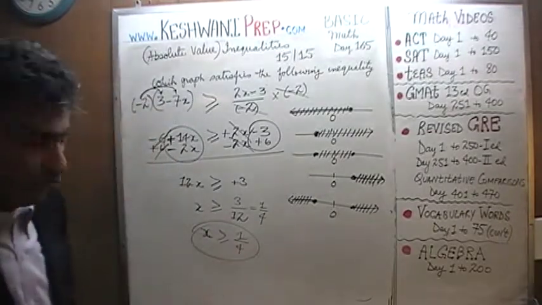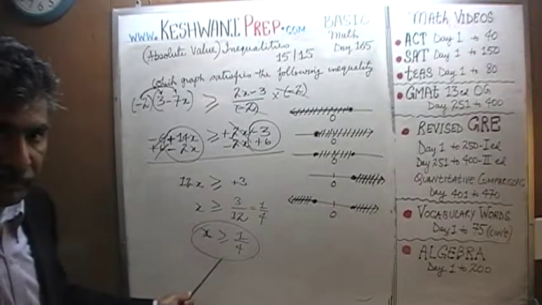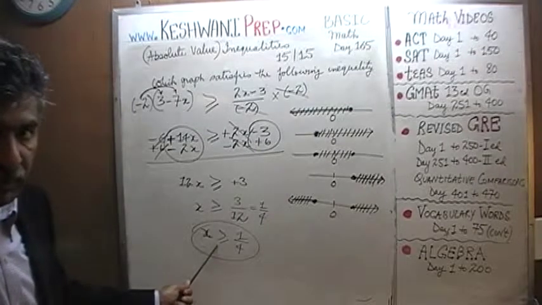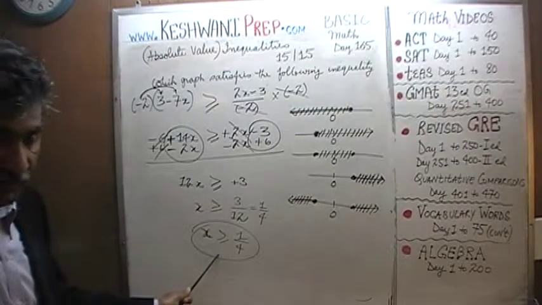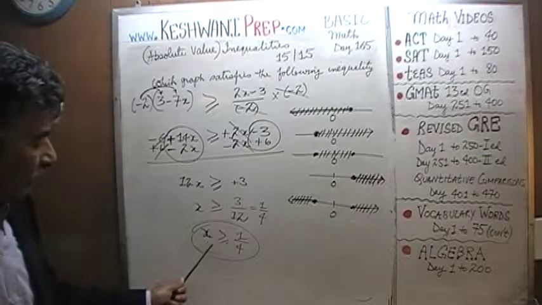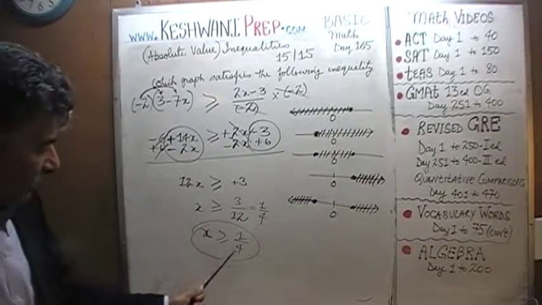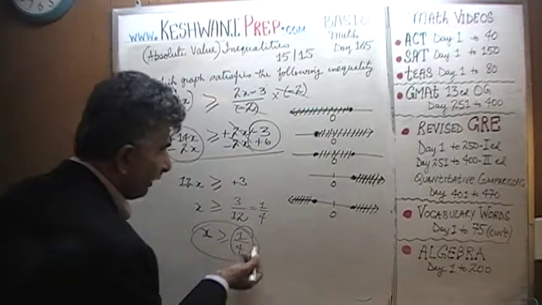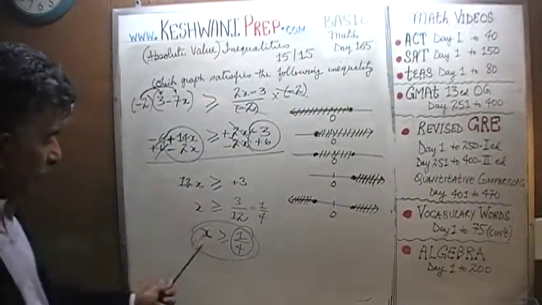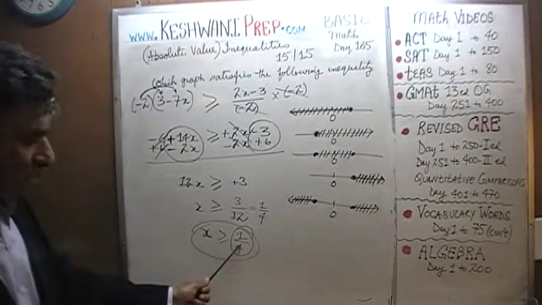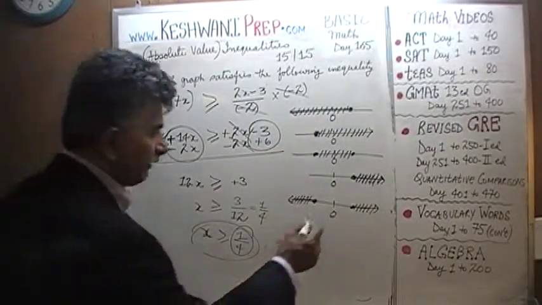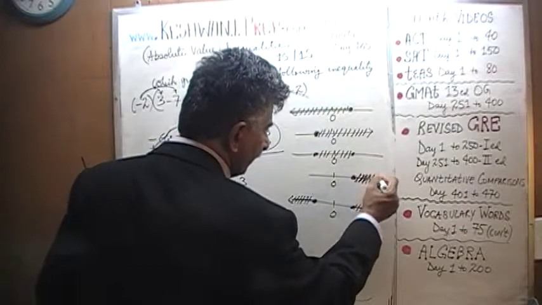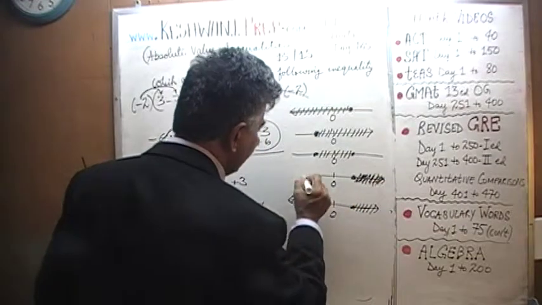But from our point of view, all we are interested in is that x has to be greater than some positive value. Some positive number, what that is doesn't matter because there are no quantities here. But whatever x is, has to be greater than or equal to some positive quantity. Which graph depicts the situation? Here's the positive quantity right here, and x has to be greater than that. All the values of x have to be larger here. The answer is D.